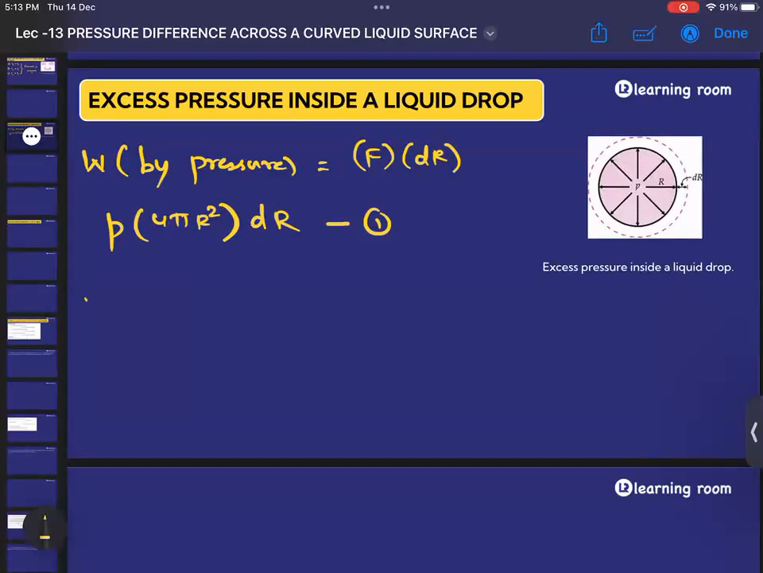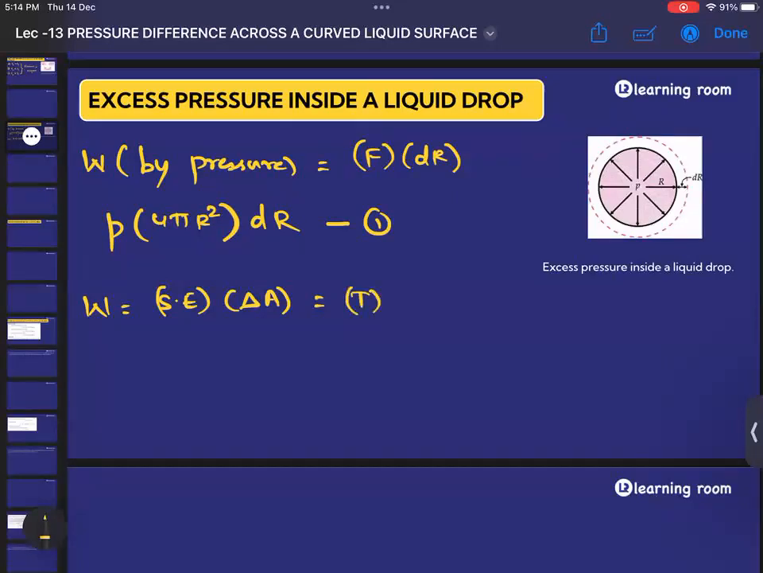But can I write work done is equal to surface energy into increase in area? Just now we saw surface energy is work done per unit area or increase in area. So work done will be equal to surface energy into increase in area. But we know that surface energy is numerically equal to what? Surface tension. Yes, it is equal to surface tension. So can I replace it with T?